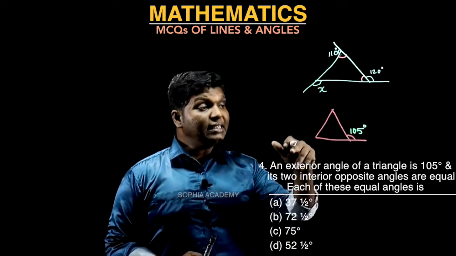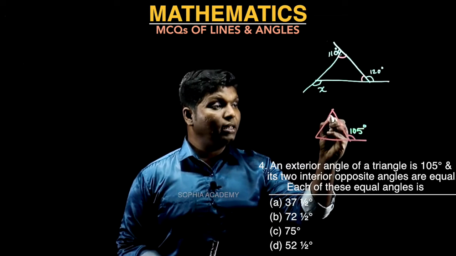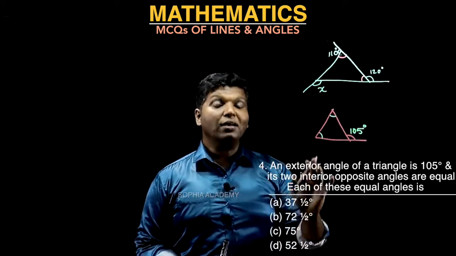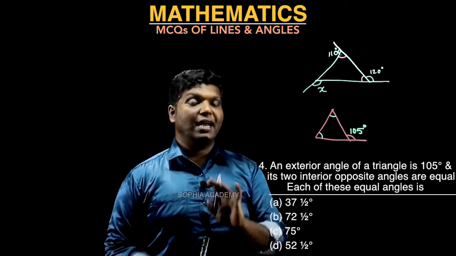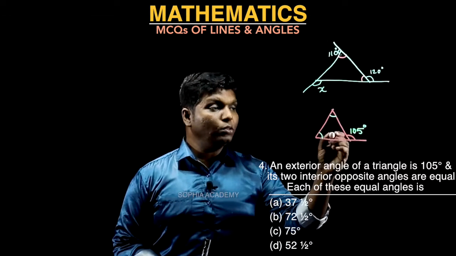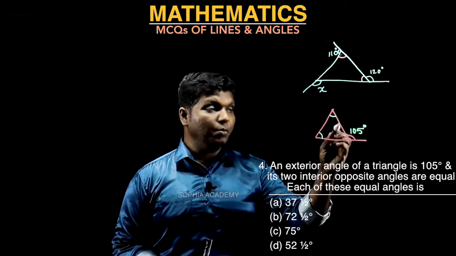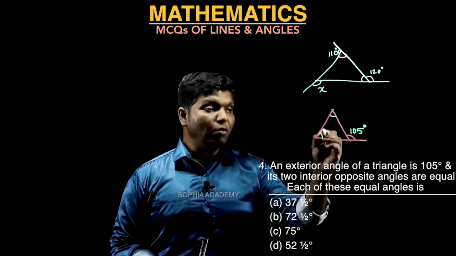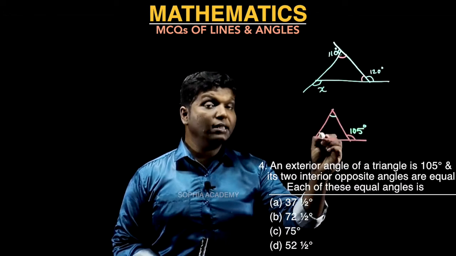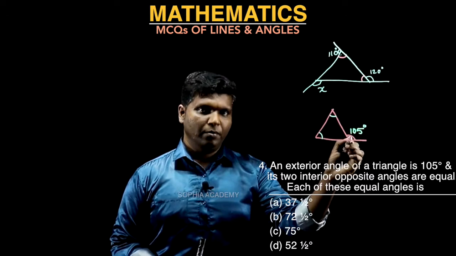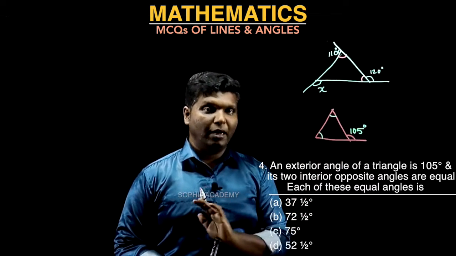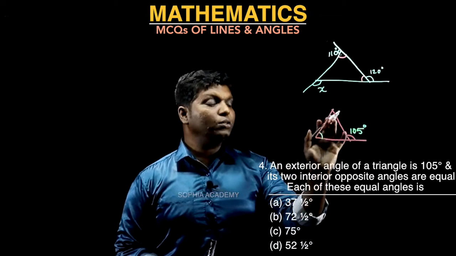And the interior opposite angles, these two angles are equal. So what will be the measure of each angle? How much will they be? We already know by the exterior angle theorem that the sum of these two interior opposite angles will be equal to the exterior angle. If you add these two, you should get this one. If this is 100, this should be 5 degree. Then only 100 plus 5 will become 105. You have to add these two and you will get it.